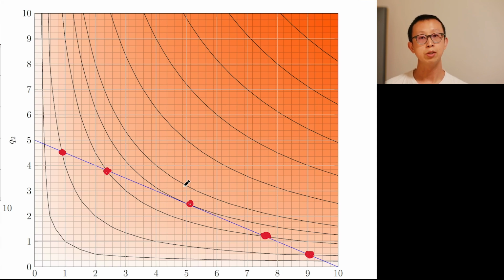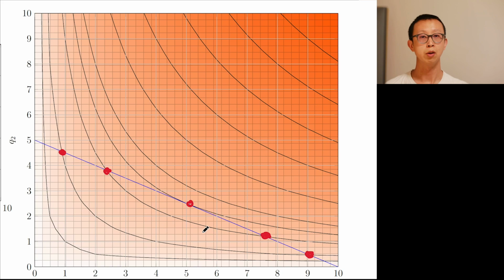So it is no coincidence that the optimal bundle that we spotted by looking at the shades of the graph just happens to be the tangent point between the indifference curve and our blue budget constraint. If you look at this graph closely and try to draw more indifference curves, you will realize that there is only one point where any indifference curve is tangent to the budget constraint. And this unique tangent point is the optimal consumption bundle for the consumer.